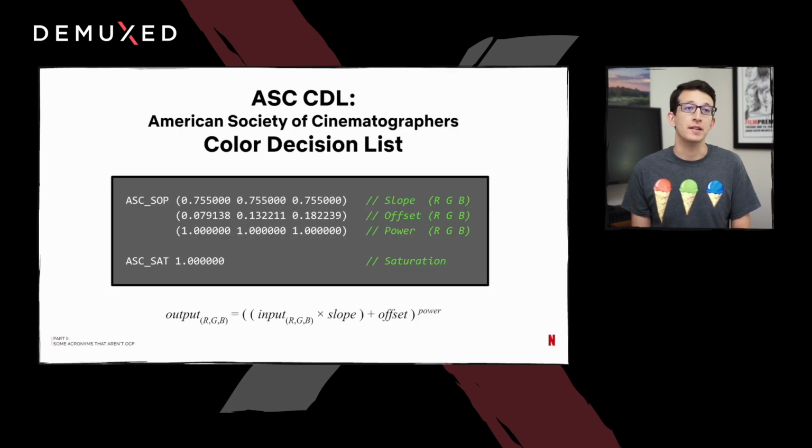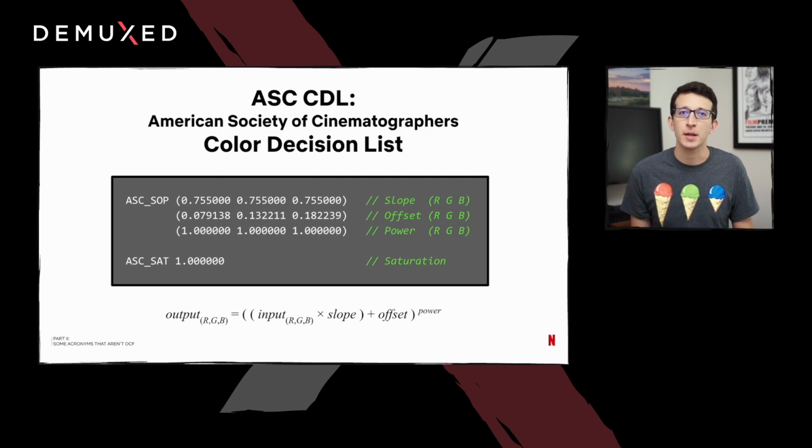A CDL is a color decision list. It's used to communicate point operations on RGB images, both on-set and in post-production. It was developed by the American Society of Cinematographers, or ASC, and contains 10 decimal numbers that serve as variables to point operators on RGB color values. The first 9 numbers are triplets of slope, offset, and power, commonly written as SOP, and impact an image's black level, white level, contrast, and gamma. The 10th number, saturation, or SAT, is self-explanatory.